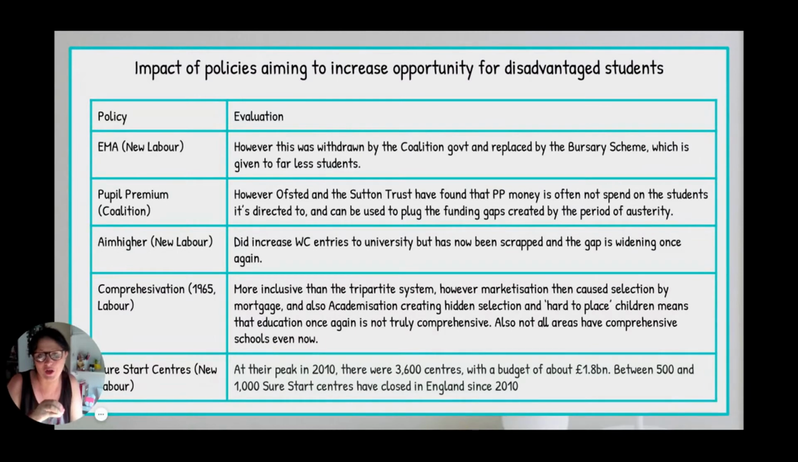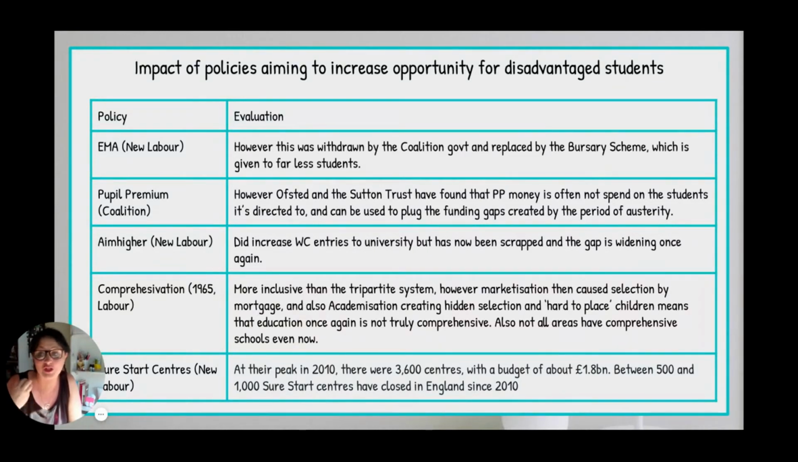But the criticisms are, however, not only Ofsted, but the Sutton Trust as well, two quite reliable and probably not biased sources, have found that the pupil premium money is often spent, and it is ring fenced, but it's often still somehow not spent on the students it's directed to. And there've been some other studies as well as these two mentioned here, that show that sometimes the pupil premium money is used to plug the gap of the cutting of funding for education that's happened throughout those years of austerity. So there is an argument that that money is not necessarily going directly to the people who it was meant for, and therefore that would minimise the impact.